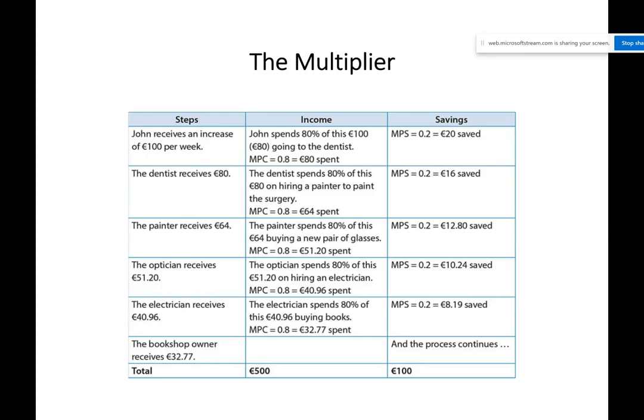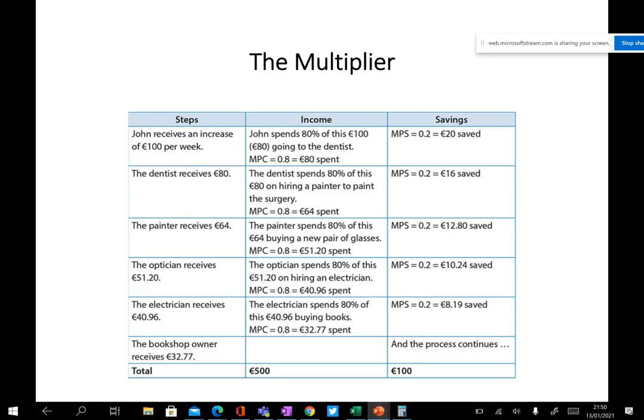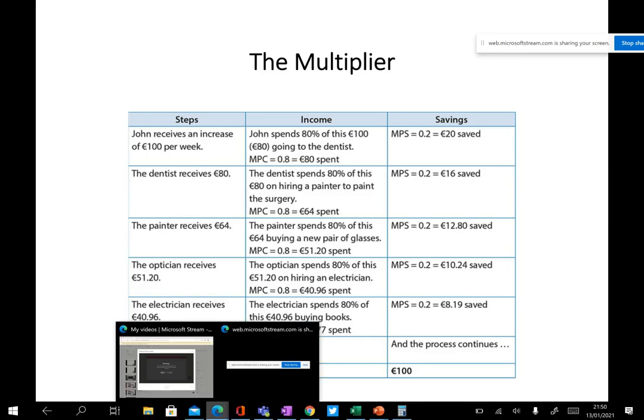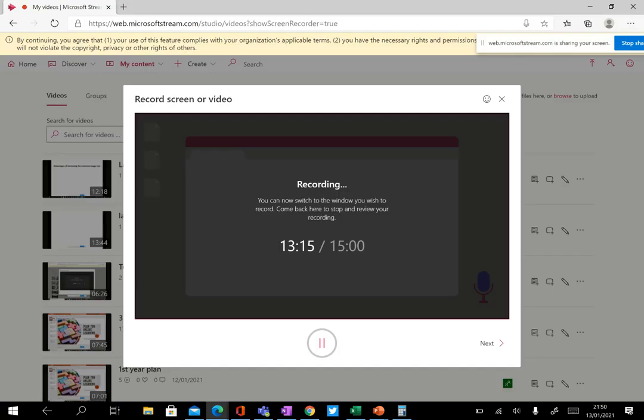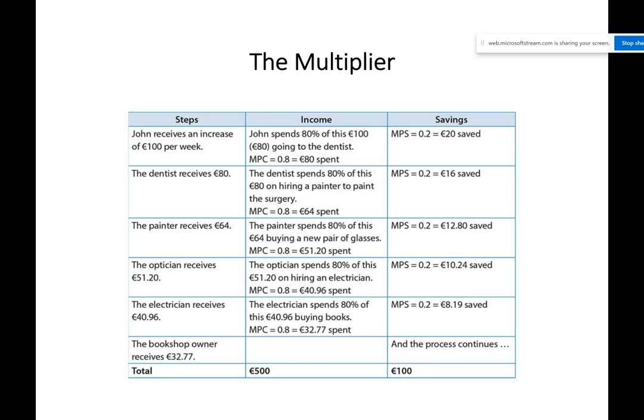And I'm going to stop here in a minute. I actually need to check my time because I'm probably going to go over time. So give me a second here. 13 minutes. Yes, I'm going to stop here in a second, but I want to just finish it with this one here, which is the multiplier.